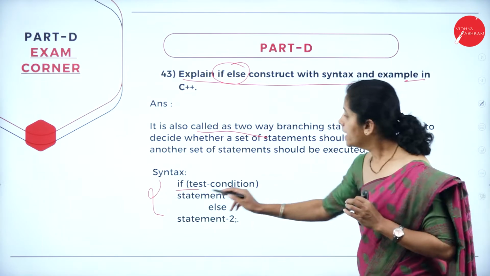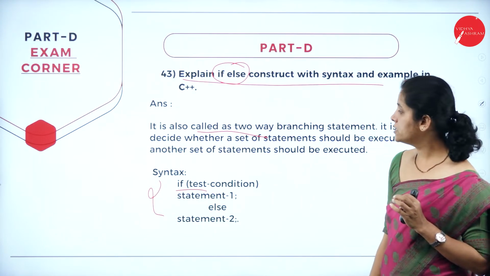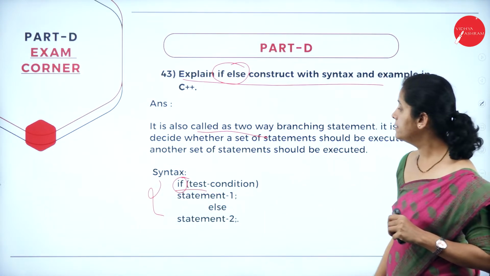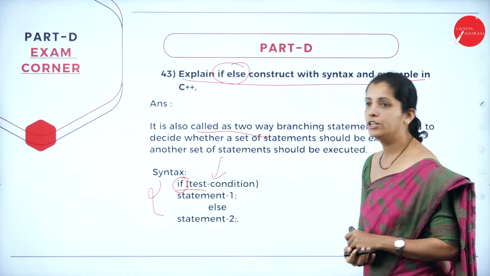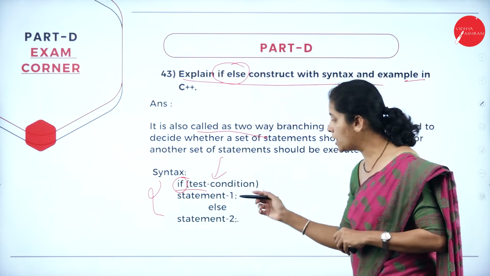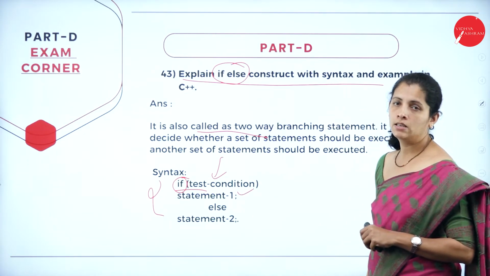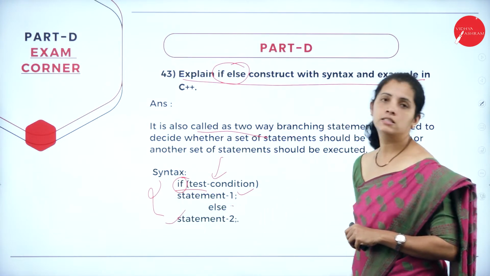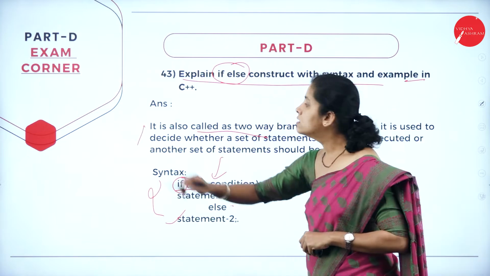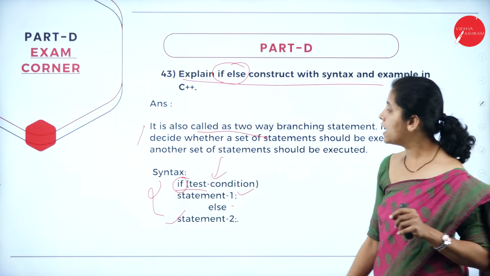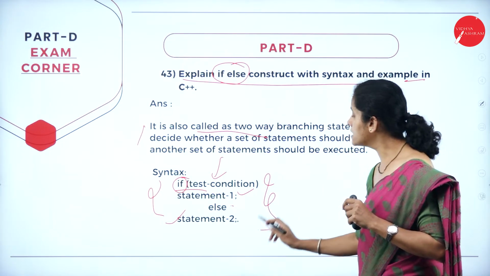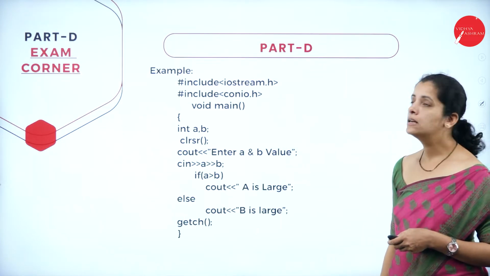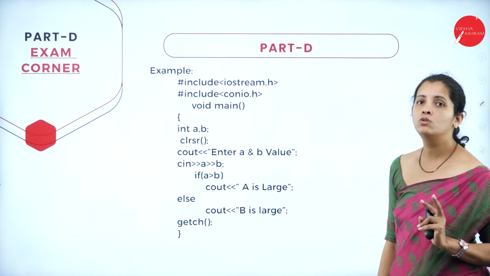So here, if test condition. If is my keyword, a predefined word, and I'm going to write the condition, and if this condition is true, I'm going to have this statement. Else, if this condition is false, then I'm going to have the else statement. And this definition carries 1 mark and the syntax carries 2 marks. Now, if I write the example, then it carries 2 marks.